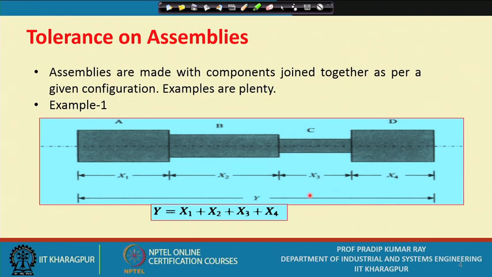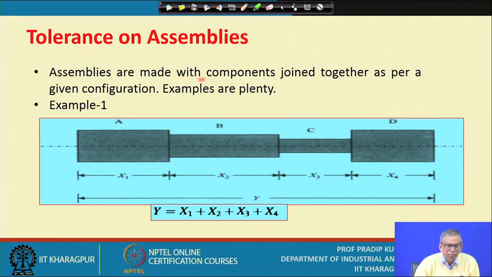Now let us talk about the tolerances on assembly. How do you determine the tolerances on the assemblies? How is the assembly tolerance dependent on individual component tolerance? So assemblies are made with components joined together as per a given configuration. Now how do you join? There could be many kinds of joining technology, like, say, welding, and we assume that the weld quality is very good, so that the weld strength is acceptable to you, and the weld length between the two parts getting joined is very small, and that is why it can be negligible. So these are the assumptions we will make.